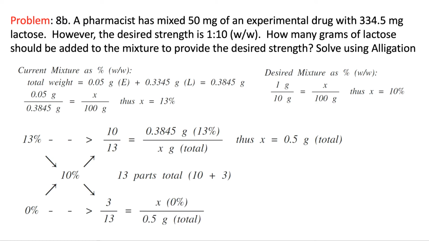I can now set that equal to some X weight on top for the lactose over the weight of the total, because I just solved for that. I know my 13 parts is going to have a total weight of 0.5 grams. So do that little bit of math, 3 times 0.5 divided by 13, and I see that my X, in this case, the total weight of lactose that I need to add, is 0.115 grams of lactose. And that's the same answer we got previously using the algebra method, and we've essentially solved for the same quantity, but using the alligation alternative method.